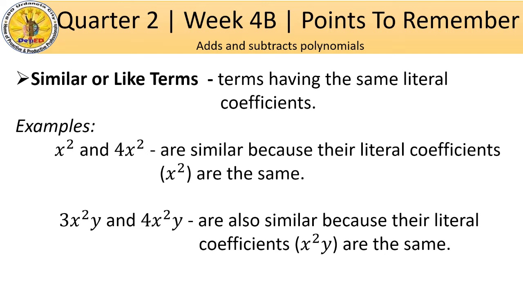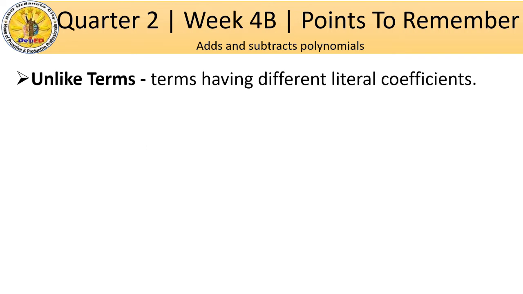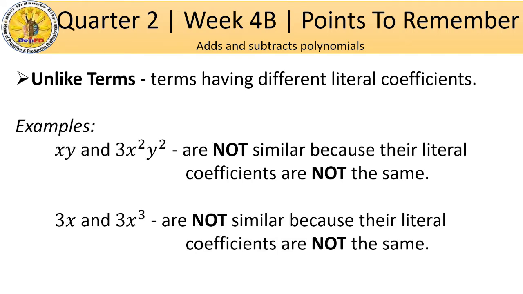We also have an example, which is 3x to the second power y and 4x to the second power y. They are similar also because they have the same literal coefficients, which is x to the second power y. Unlike terms are terms having different literal coefficients. Examples of these are xy and 3x to the second power, y to the second power. They are not the same because their literal coefficients are not the same. Same is true with 3x and 3x to the third power.